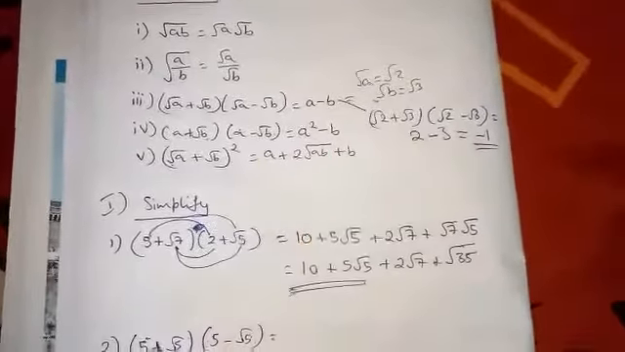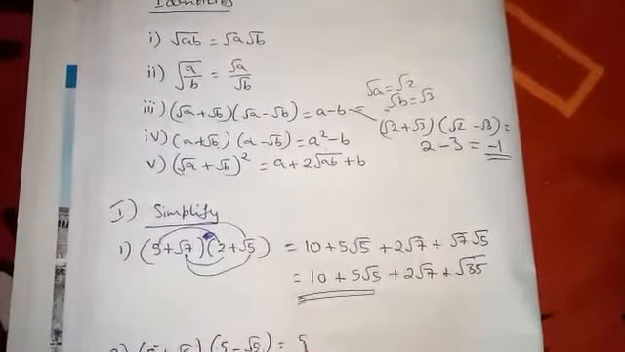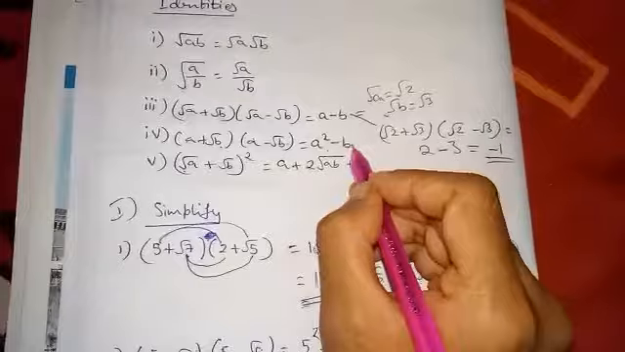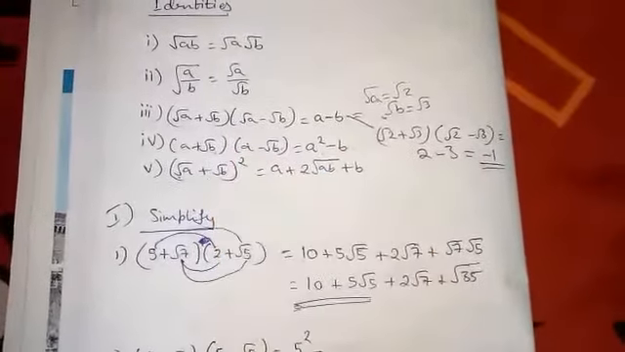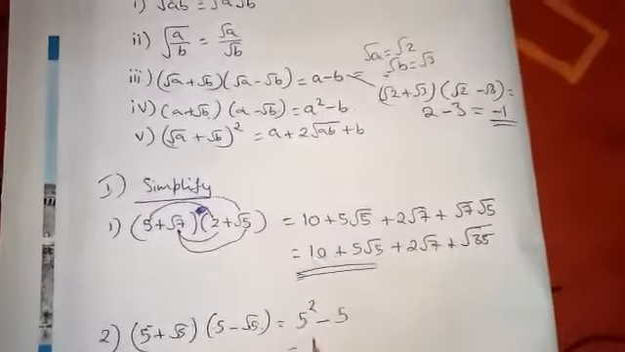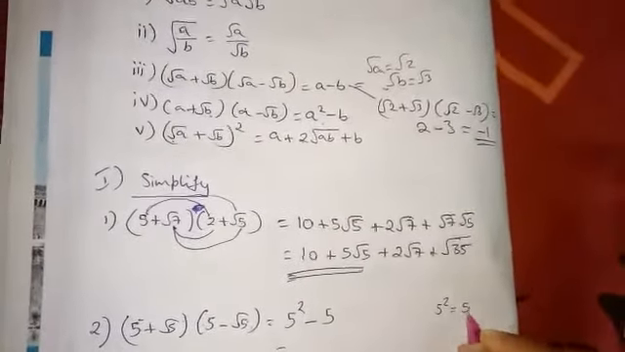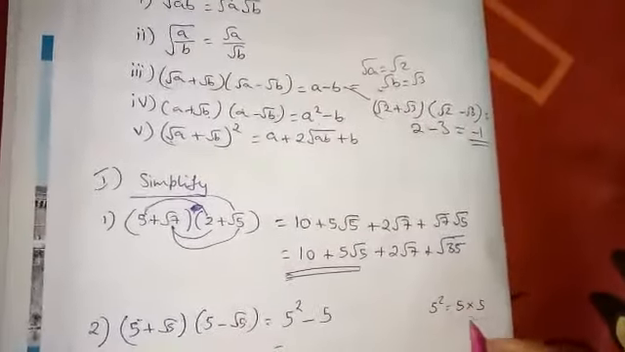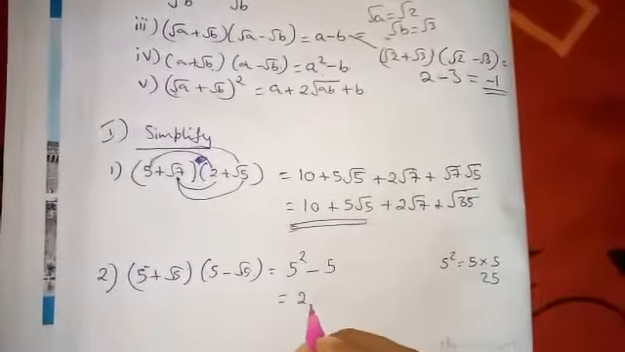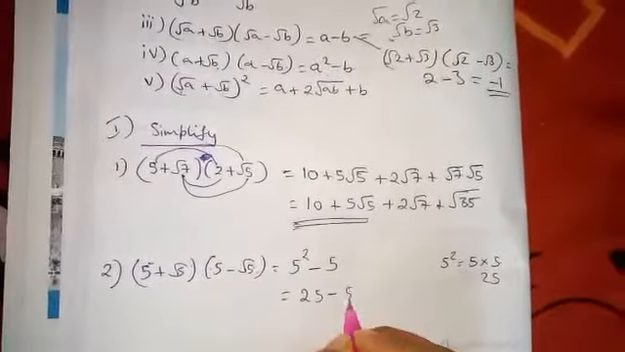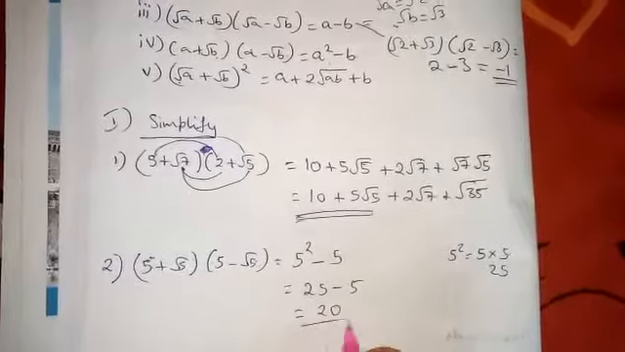So what is a here? A is 5, right? So 5 square minus b. B is what? B is 5. Next, 5 square is what? Square means you are multiplying 2 times 5. 5 5s are 25. So this will be 25 minus 5. So 25 minus 5 is 20.